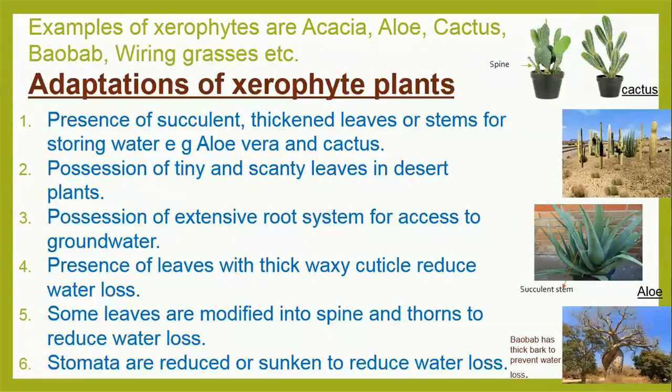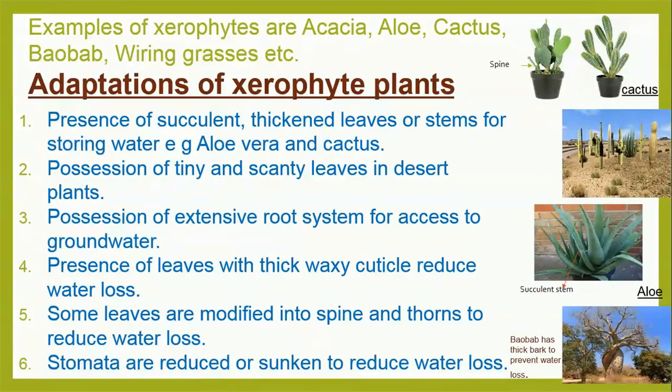Number one, possession of succulent thick leaves or stem for storing water. Now, if you happen to cut aloe vera into two, you find out that it has some jelly water, isn't it? That means that the stem is succulent, and so the essence of this water is to provide water for the aloe vera for its body metabolism.